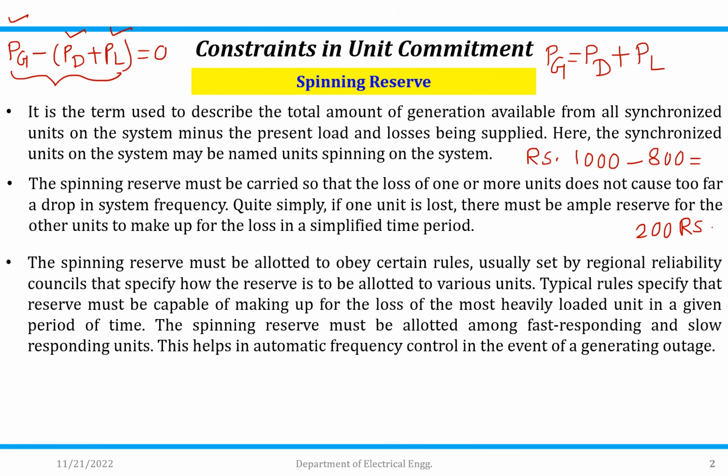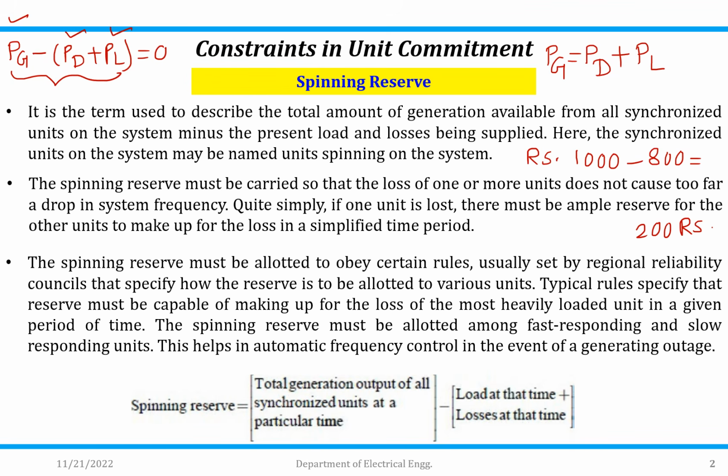The spinning reserve must be allotted to obey certain rules which are usually set by regional reliability councils that specify how the reserve is to be allotted to various units. The typical rule specifies that reserve must be capable of making up for the loss of the most heavily loaded unit in a given period of time. The spinning reserve must be allotted among fast responding and slow responding units. This helps in automatic frequency control in the event of generation outage.